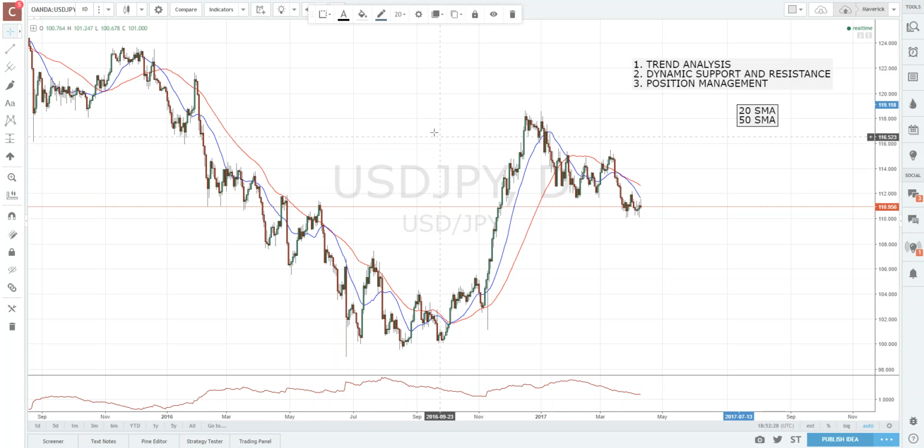You can also use position of the SMAs. If the 20 is above the 50, generally speaking, that is bullish, that is an uptrend. And vice versa, if the 20 blue moving average is below the 50 red moving average, that's generally speaking a downtrend.